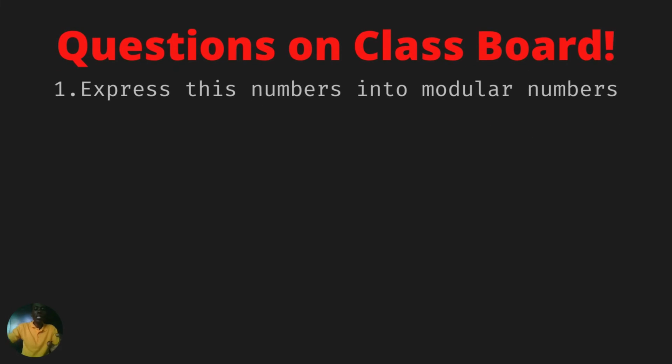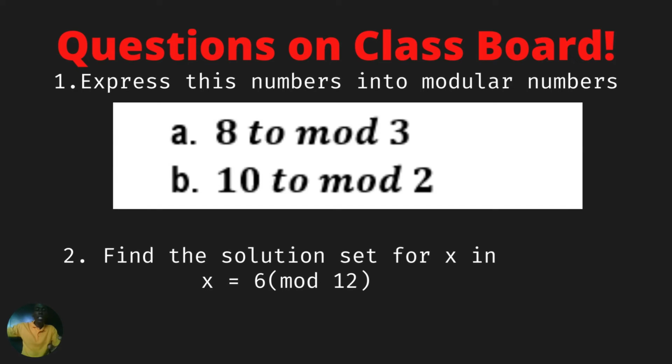Now let's consider these 2 questions, and we're going to see how we'll find answers to these questions on the board. The first question says we should express the numbers into modular numbers: 8 to mod 3 and then 10 to mod 2. Then we're going to see how we'll find the solution set for x in x equal to 6 mod 12. Now let's go straight down to our class board.